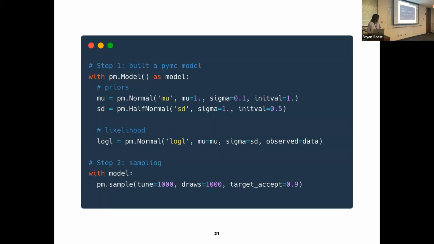The syntax for PyMC is very straightforward. You can almost build every model you need in 20 lines. What you need to tell PyMC is what your priors are and what your likelihood is, and then you let PyMC do the sampling. That's it.